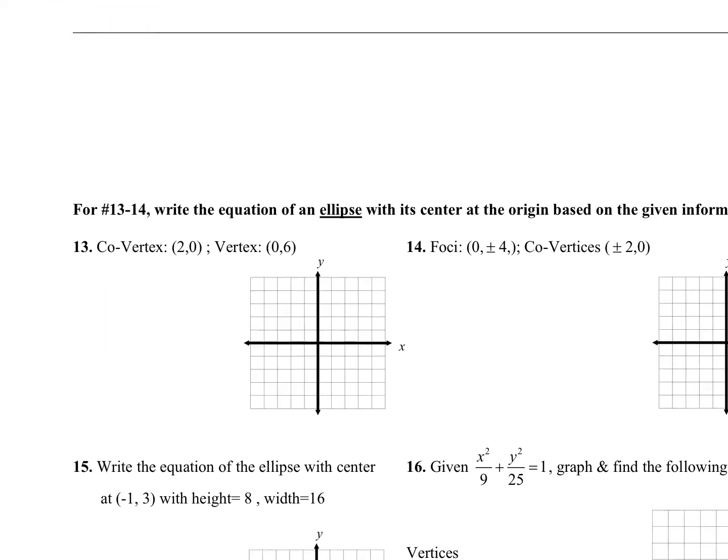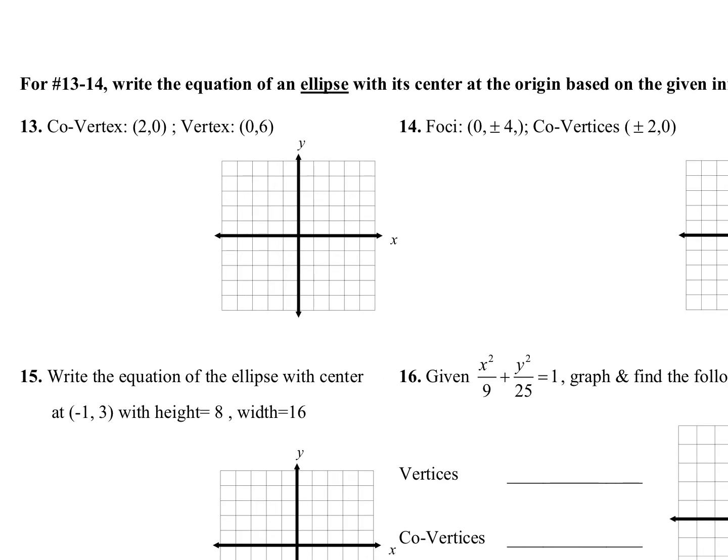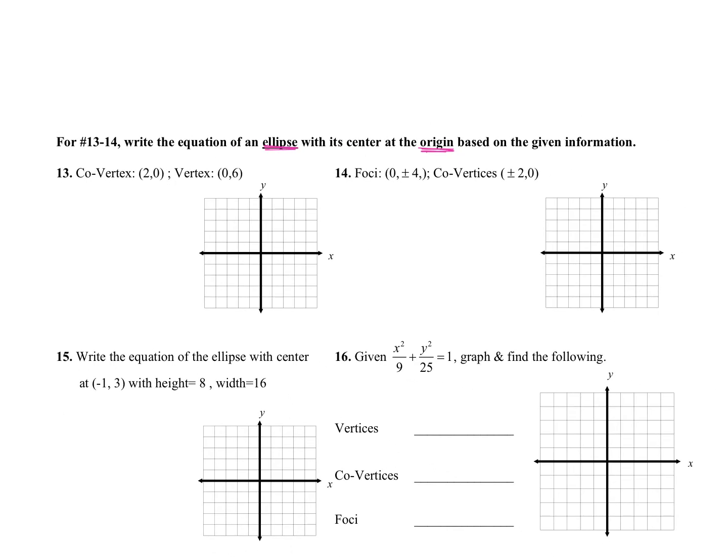Why don't you try number 13 right now? It says write the equation of an ellipse. Okay, so this one's an ellipse with center at the origin, which is nice, based on the information that you see. So a co-vertex at 2, 0, a vertex at 0, 6. See if you can write the equation of an ellipse. Put that away and do your math.